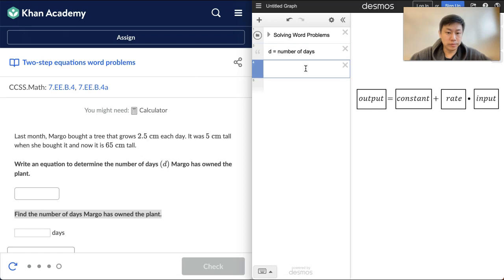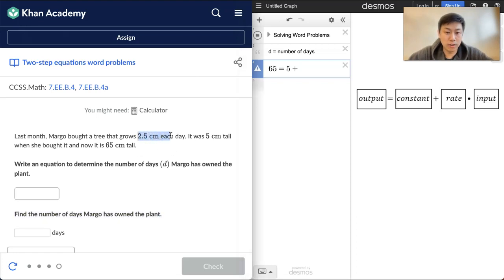So let's start building our equation. Output is usually the total. So in this description, it looks like the tree grows to a total of 65 centimeters tall, right? The constant should be what it started out as. So it started as a 5 centimeter tall plant when she bought it, right? And the rate, 2.5 centimeters each day, right? The word each, 2.5 centimeters each day, should give you a clue on the rate oftentimes.